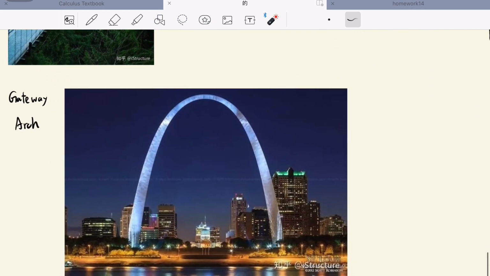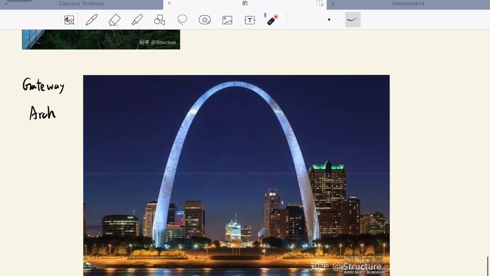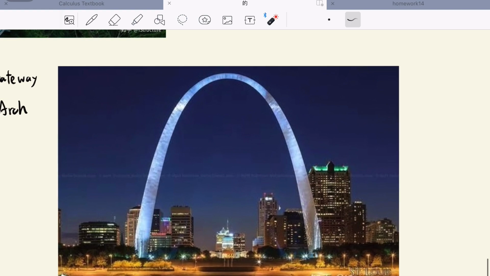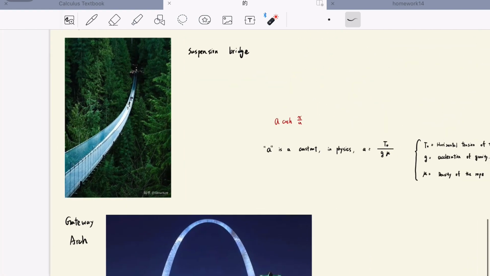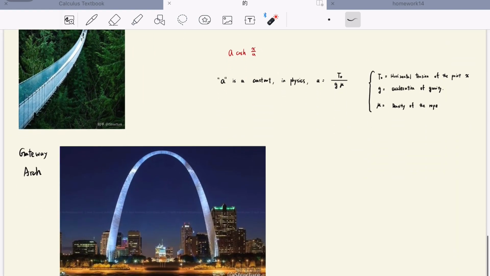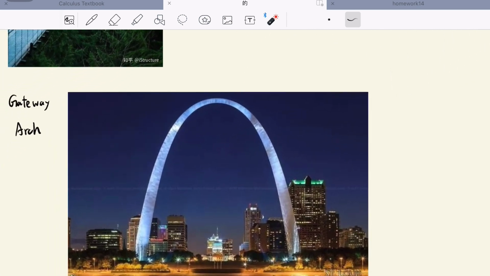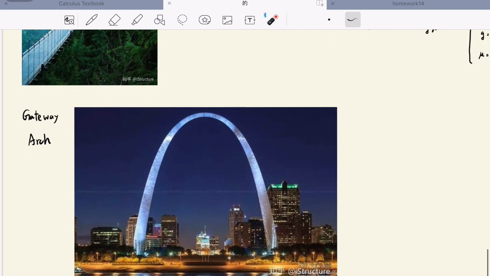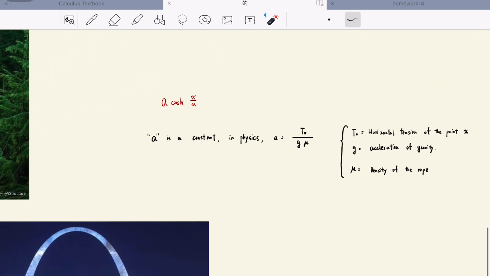And also we can see this structure, which is the Gateway Arch, which lies in a memorial park in St. Louis. This is also a catenary. It also looks like a parabola, but it's not. Why is it a catenary? Because a catenary is much stronger than a parabola, so the structure won't be easily destroyed. So if we have time to visit America, maybe this is a place that you will want to go to.